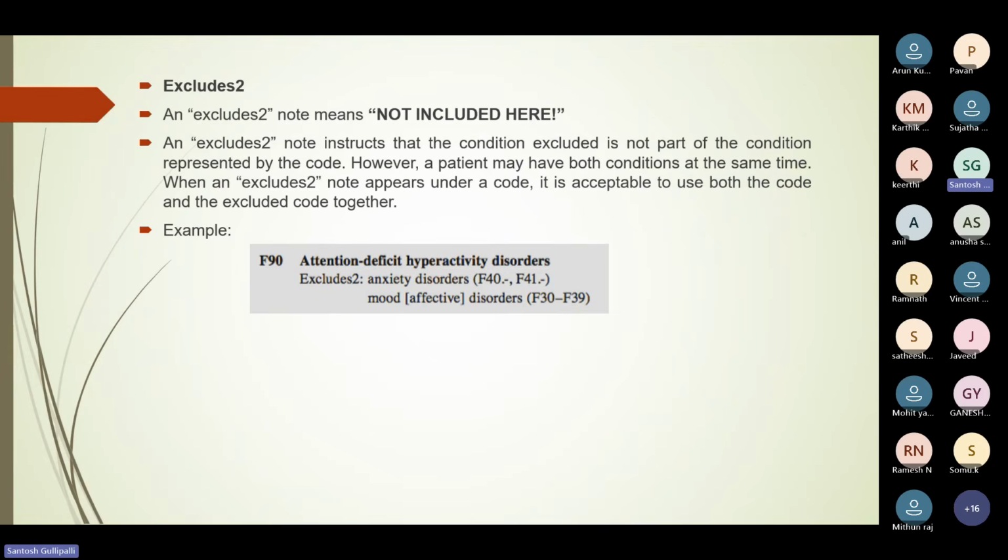Next, conventions. In conventions, you can remember this one: Exclude 1 versus Exclude 2. Exclude 1 means not coded here. For example, congenital hydrocephalus and acquired hydrocephalus, both conditions documented: code only congenital hydrocephalus. In Exclude 2, attention deficit hyperactivity disorder, ADHD, and anxiety disorder, both conditions documented: we can code both conditions separately. Exclude 2 means not included here.